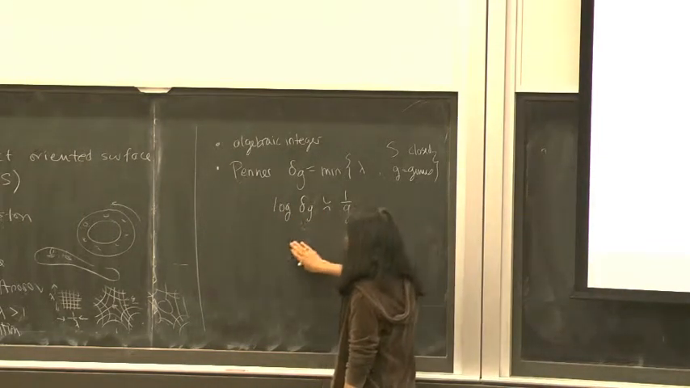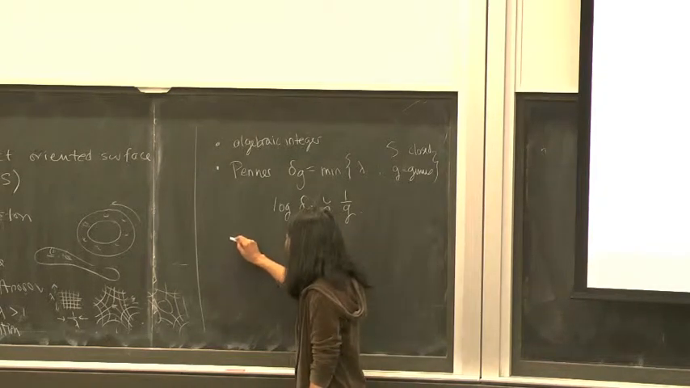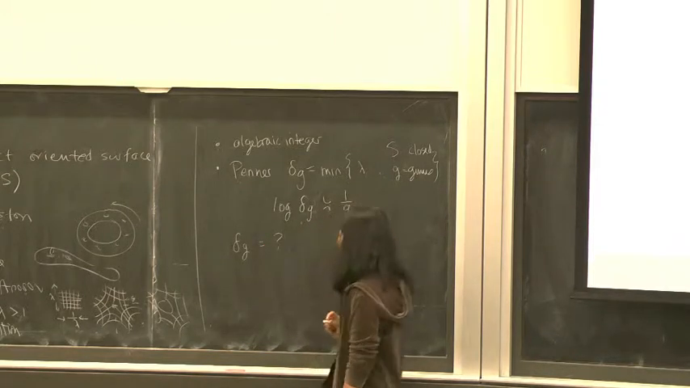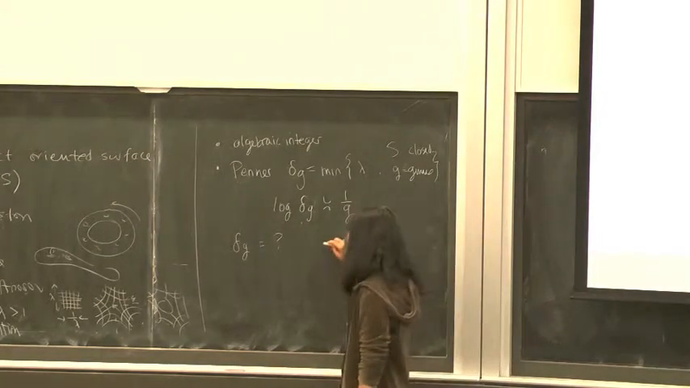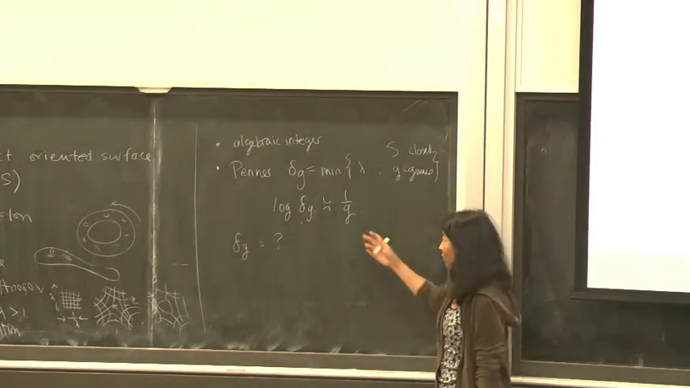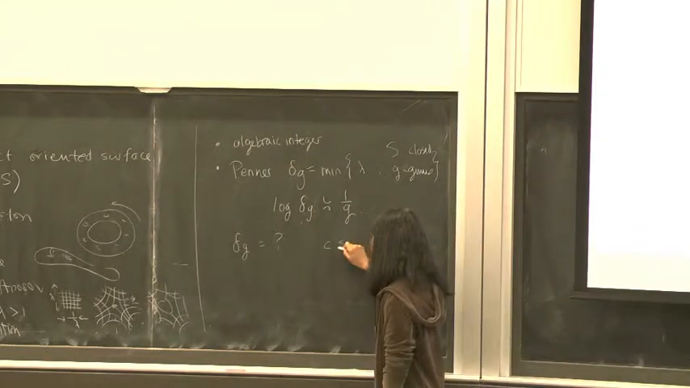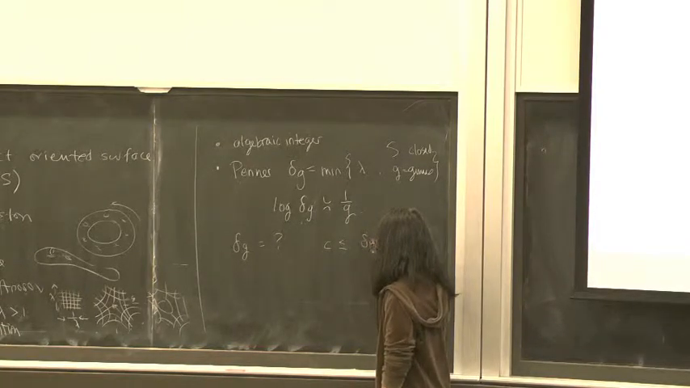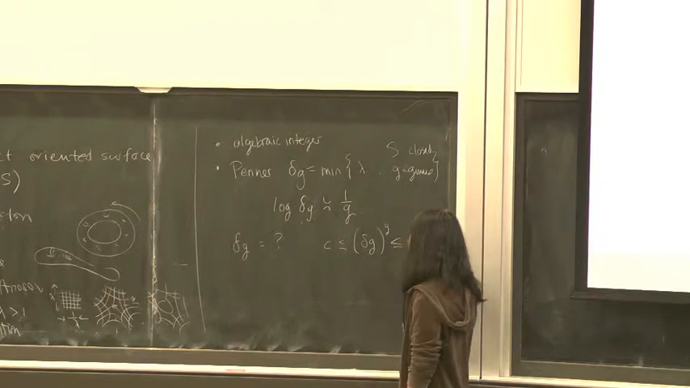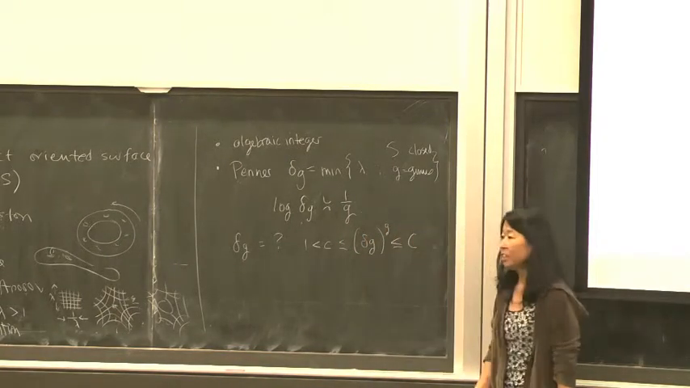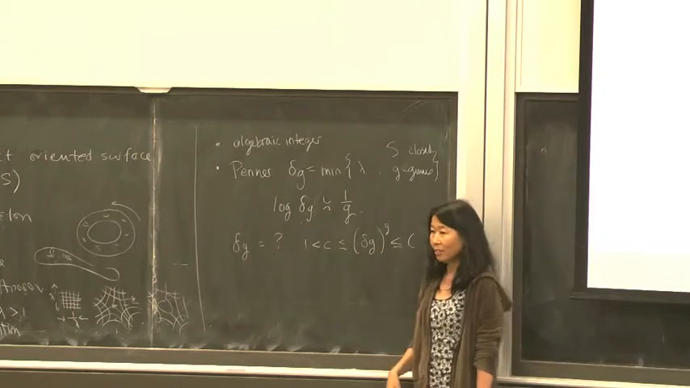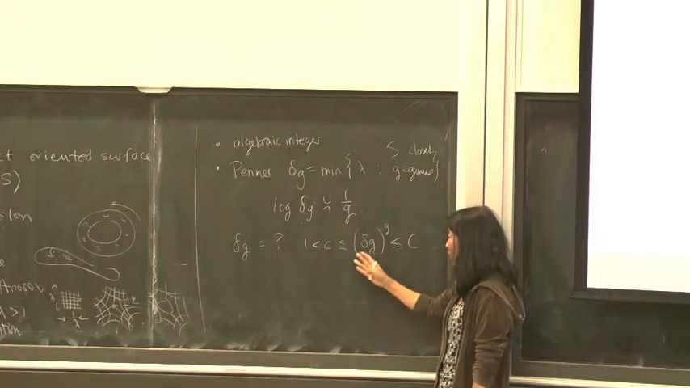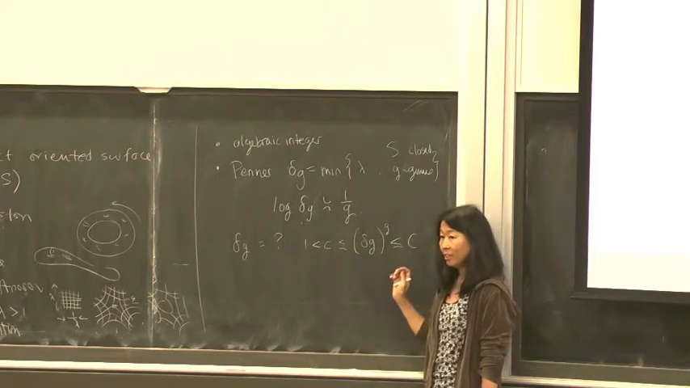So this started people thinking about what is the value of delta_g? And also what happens as you go to, there's some kind of constants bounding delta_g to the g. So what can we say about these constants? Maybe this has an actual limit, or at least what are the accumulation points of this thing?